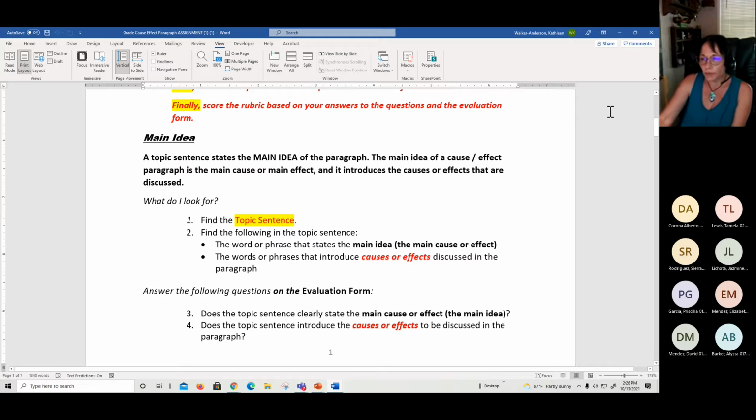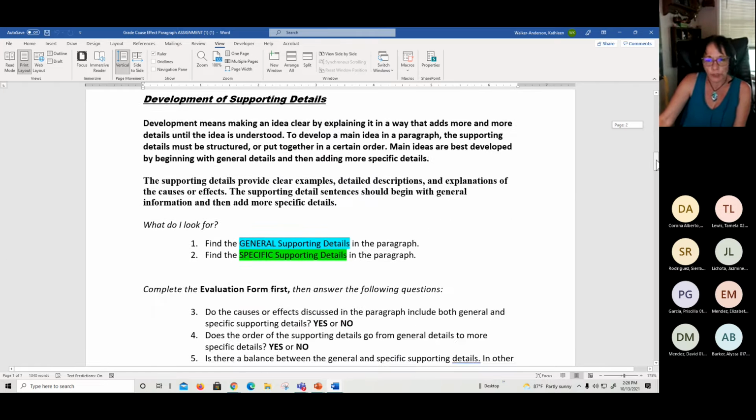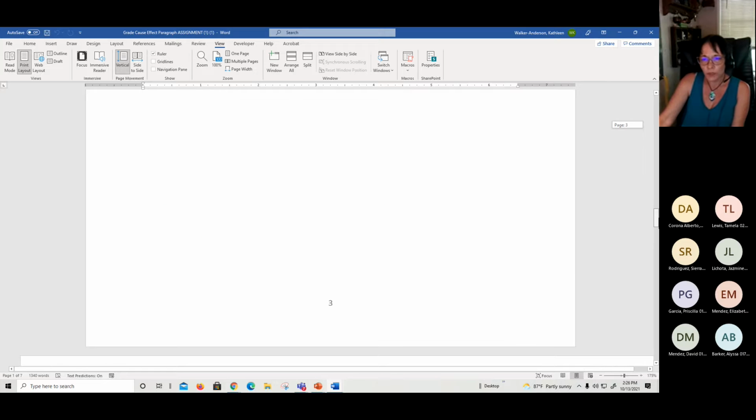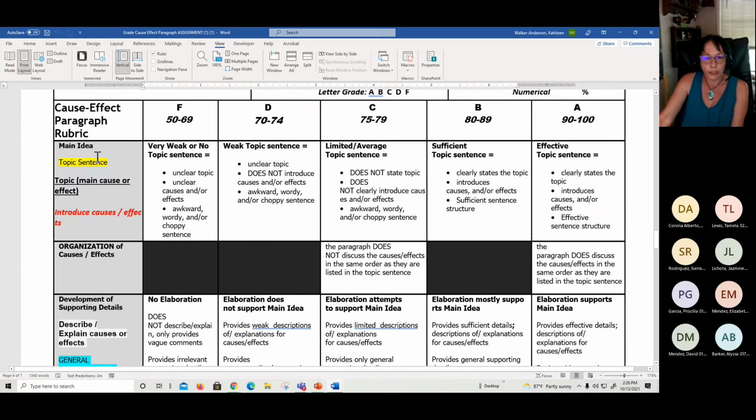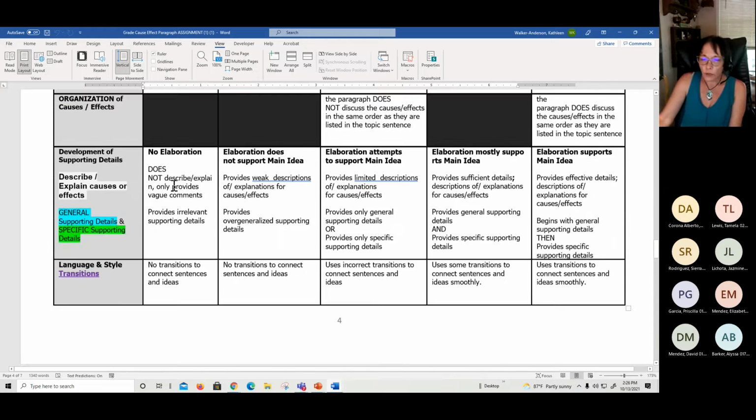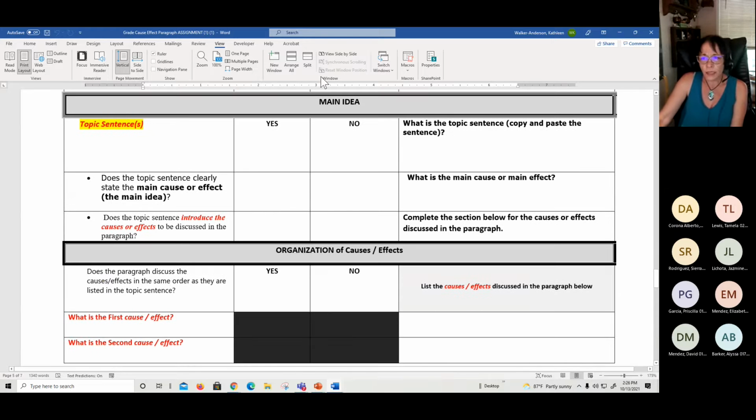So this is the first section, main idea. And at the end of the document are the rubric and the evaluation form. So let's scroll down. So this is the rubric. We're looking at the main idea area of the rubric. These are the elements we're going to be looking for. And then this is where you'll end up scoring the rubric. And then there's the evaluation form. Same section, main idea. So this is what you fill out on the evaluation form. You just go section by section.